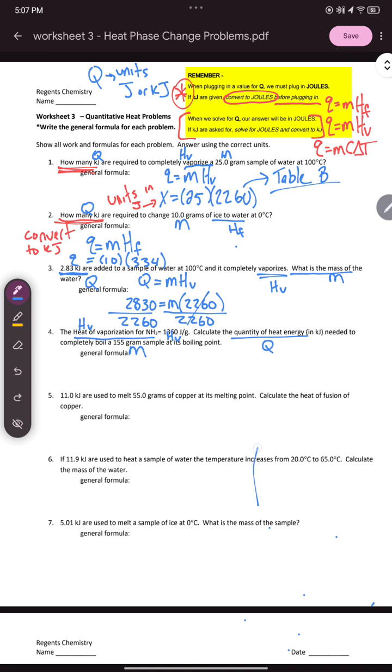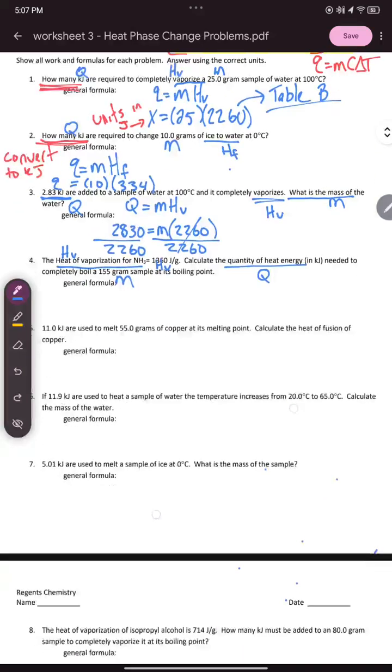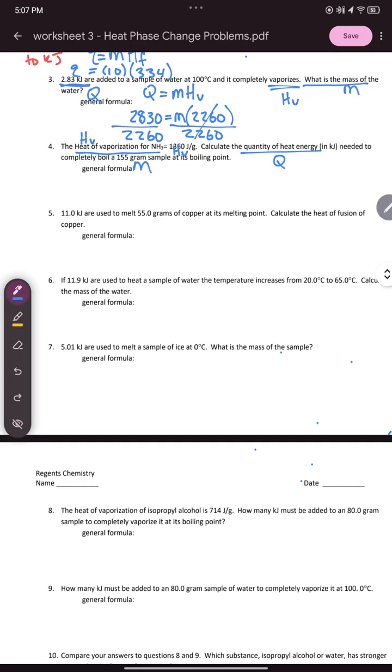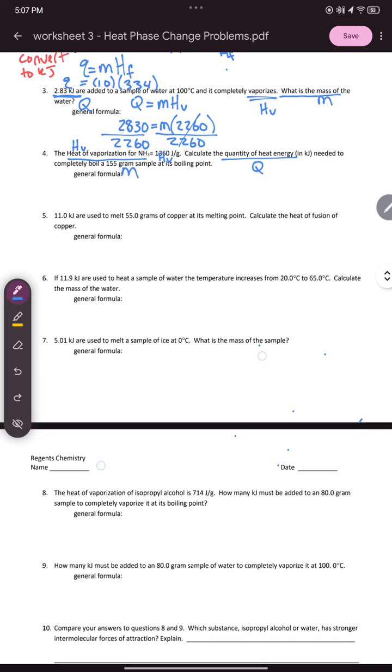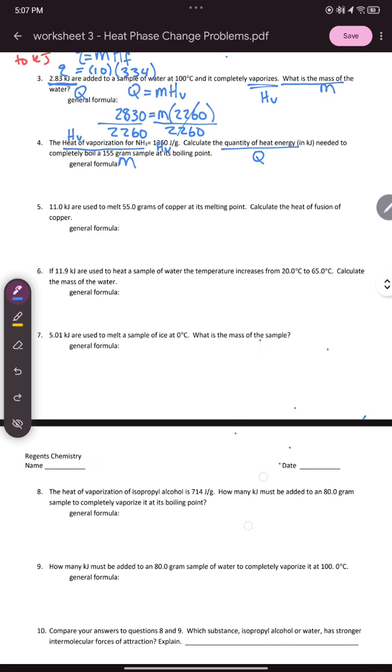We're going to skip a little bit farther ahead to question 6 because that one's a little bit different, and we want to see that it's a little bit different. Look how the question starts though. The question starts exactly the same. I have a number with kJ. That's my Q. Joules or kilojoules are your Q.